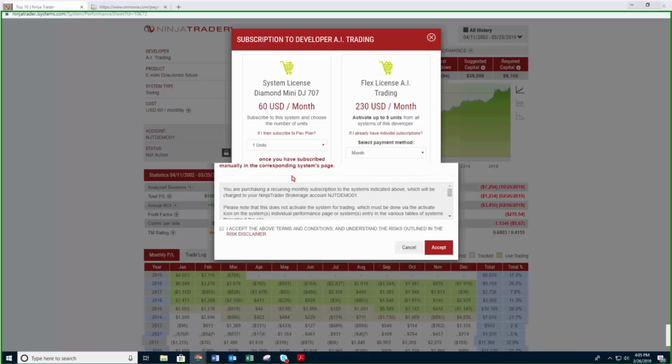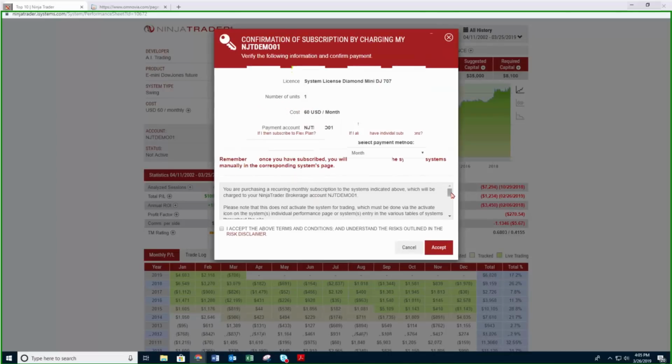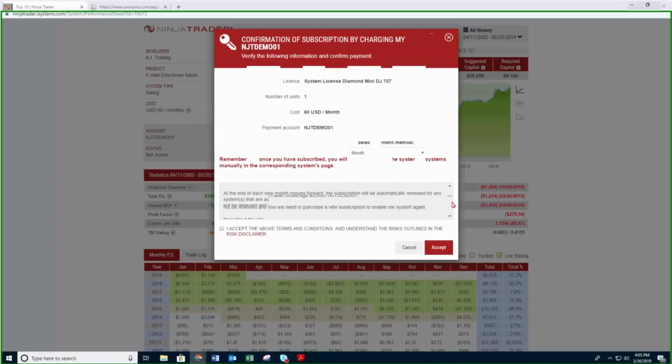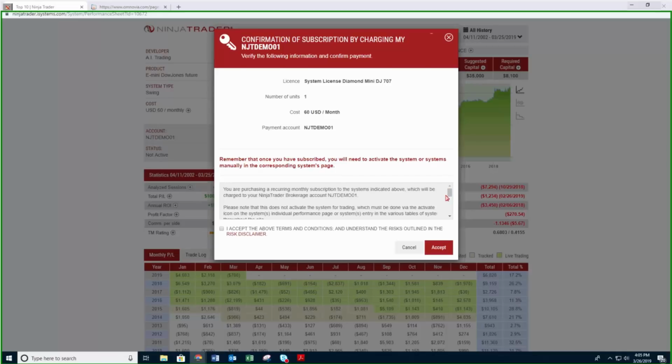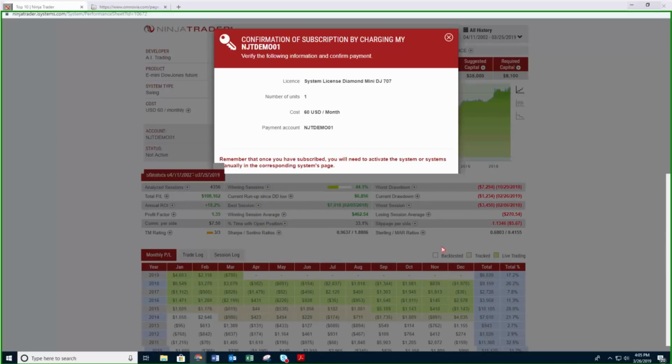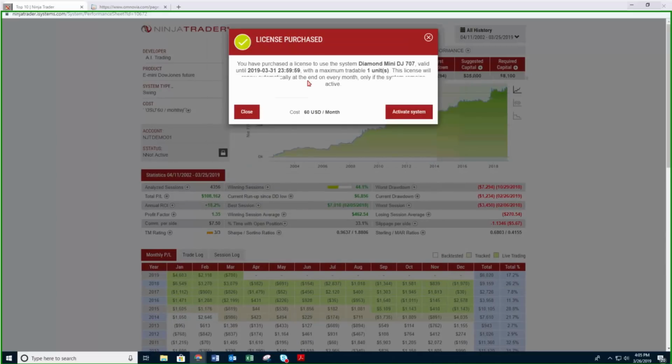So here I want to subscribe now. You're agreeing to pay $60 a month, and here's the disclaimer, which everyone should read. I know most people kind of gloss over them, but it's important to know what you're getting into, so read all the disclaimers. You accept the disclaimer, and now it's going to say, okay, you've activated the system. What do you want to do with it? Now you have the right to trade the system.